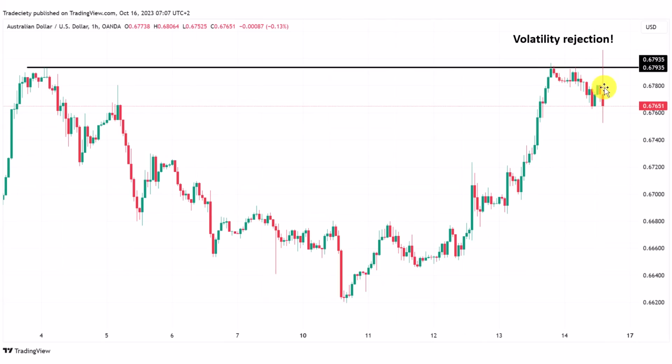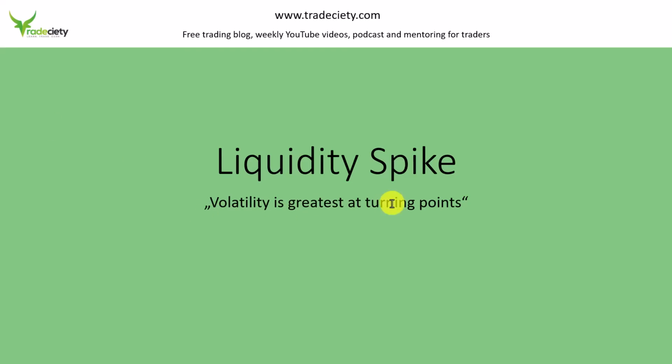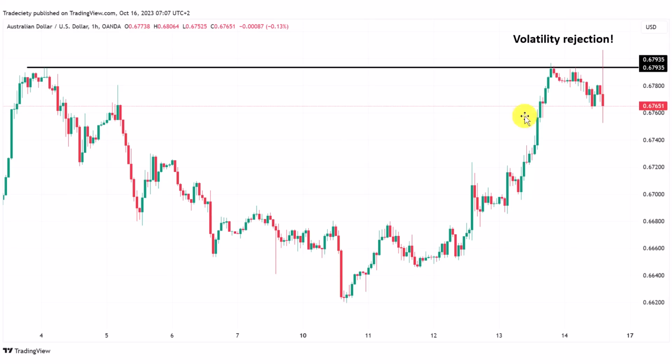However, now it changes significantly, and we have a volatility rejection. What did I say? Volatility is greatest at turning points. And now we see a huge increase in volatility. We probably see a lot of trapped traders. A lot of traders will have stops and orders around the previous high here, around this previous level.